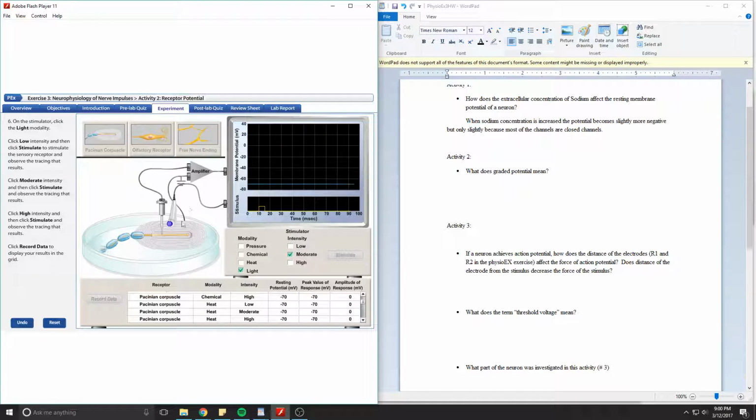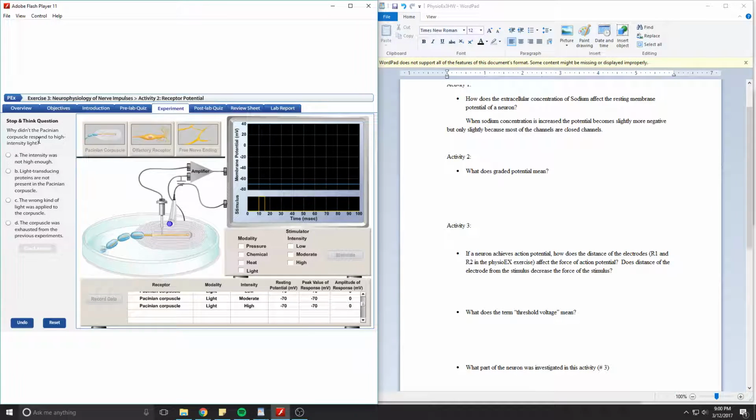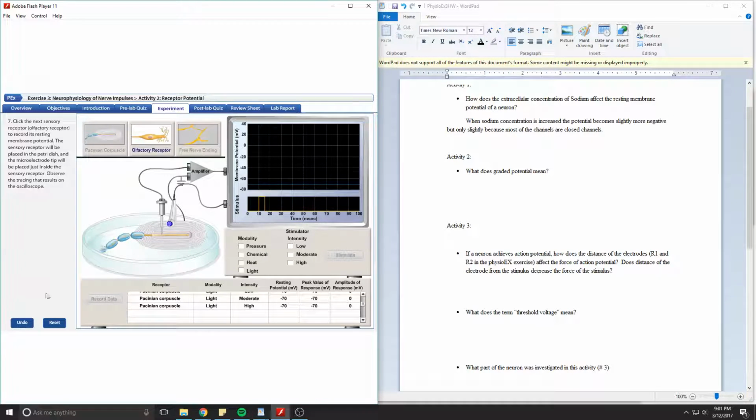Because when the thing poked it, it reacted. It didn't react to any of the other ones. It only reacts to pressure. Alright. So, why didn't the pancreas respond to high light? Intensity was not high enough. Light transducing proteins are not present. Wrong kind of light. The light transducing proteins are not present in the something. I'm not going to try to pronounce it. I'm just going to embarrass myself.